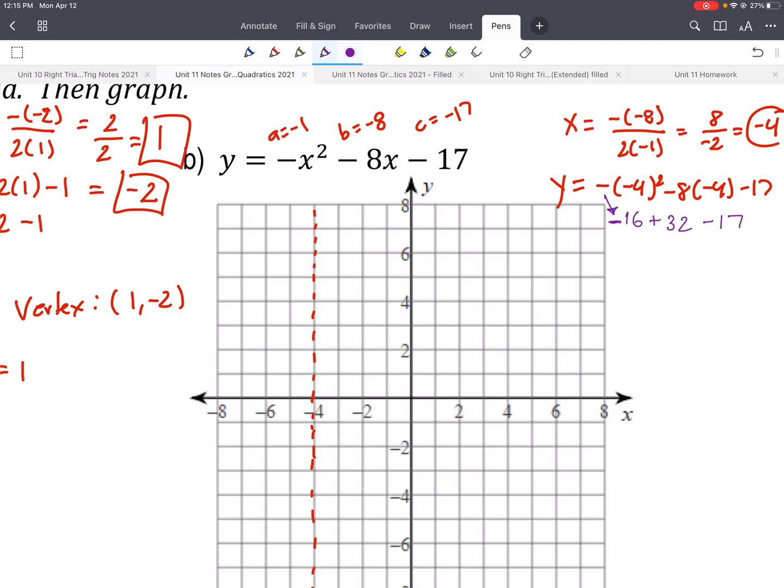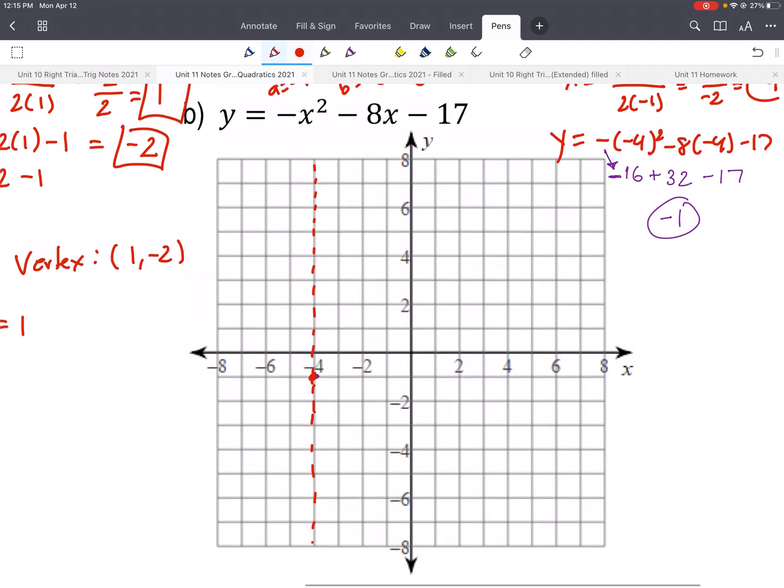And then I think when you get that all together, you end up getting -1. So our vertex is -4, -1. And then we'll use our growth pattern. Since here A is negative, we're going to go over 1, down 1, over 1, down 3. We'll do it on both sides.